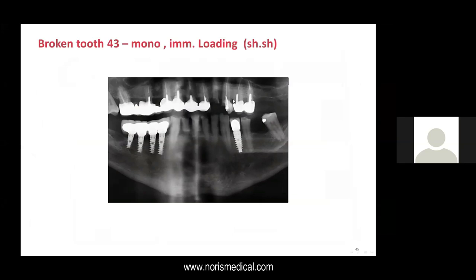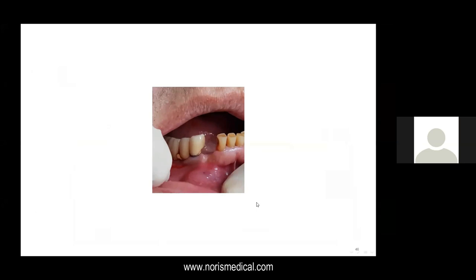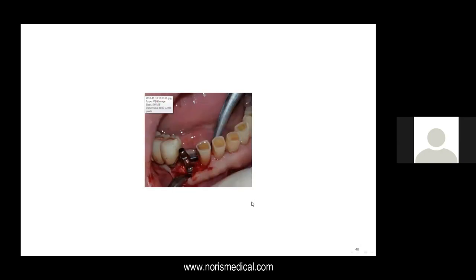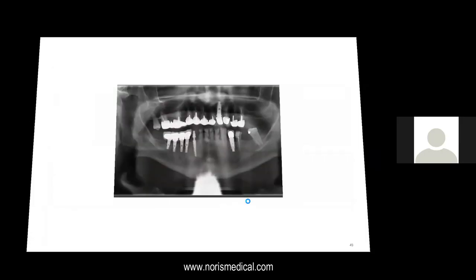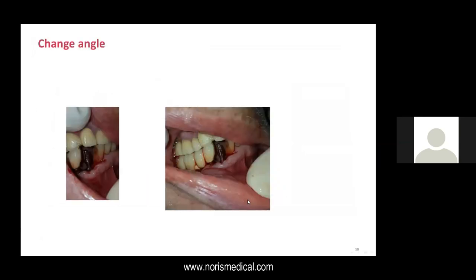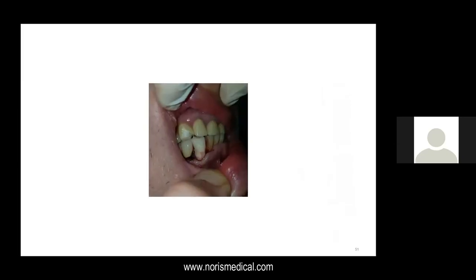So here we can see tooth number 43. The tooth is broken, opening a little flap in order to know where is the bone, placing an implant a bit to the buccal, and bending the implant a little bit to the mesial, a little bit to the lingual, and a temporary crown in the process of its making in the clinic.